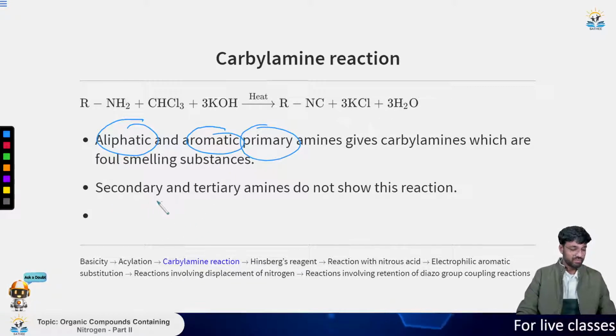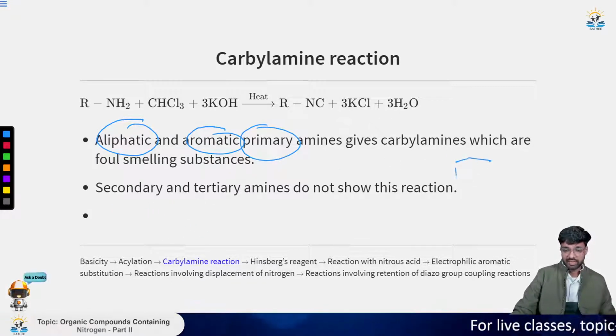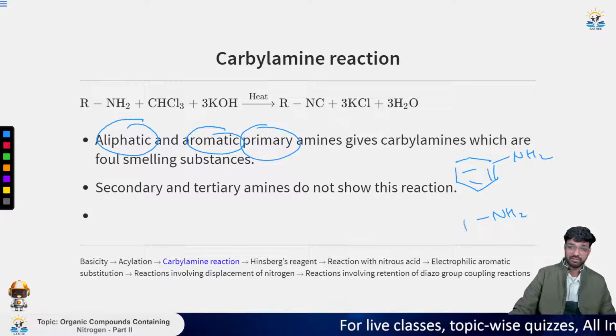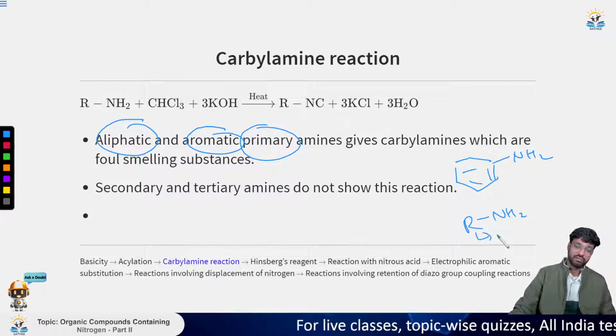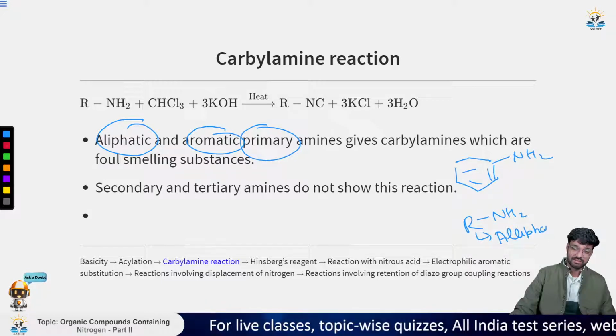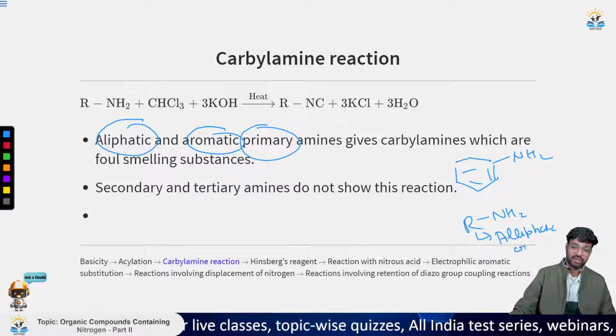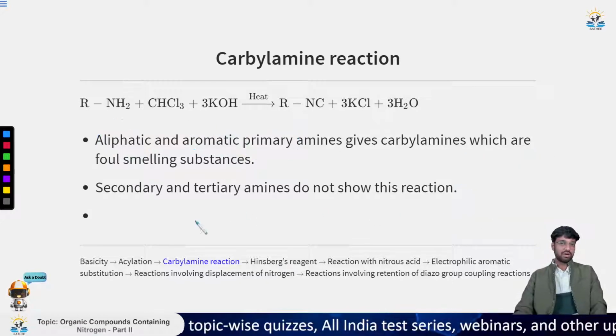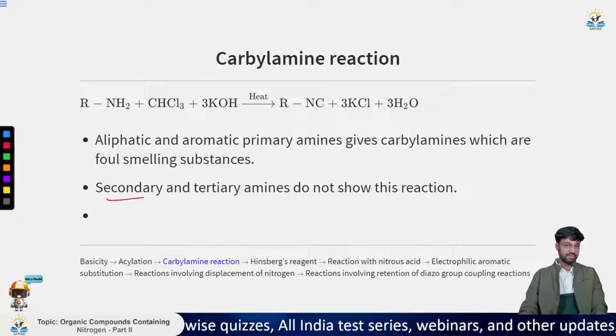So what do I mean by this? This can be aniline, or it can be this one. In simple terms, this R can be aliphatic or aromatic, and the reaction is not given by secondary and tertiary amines.